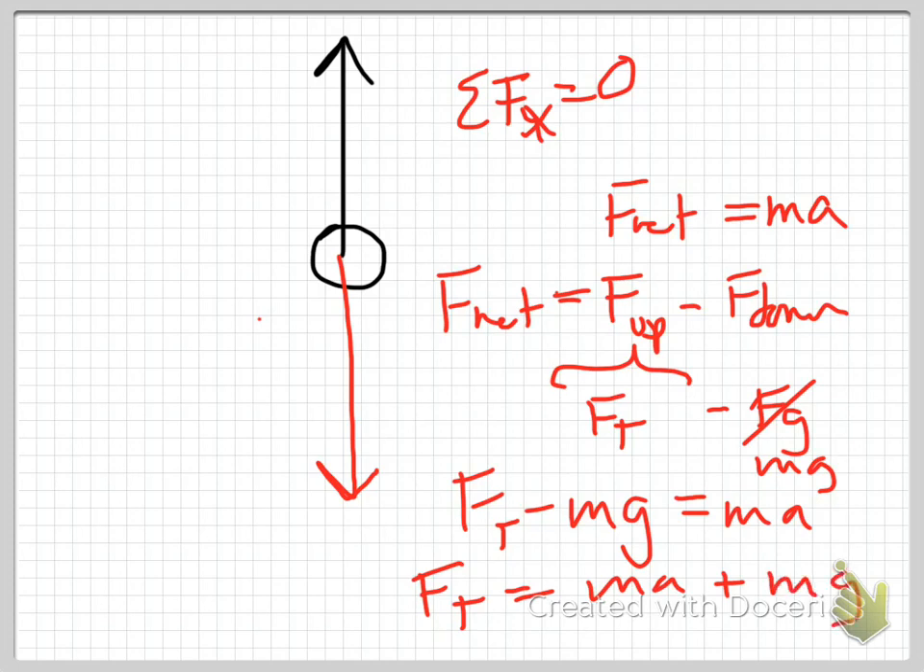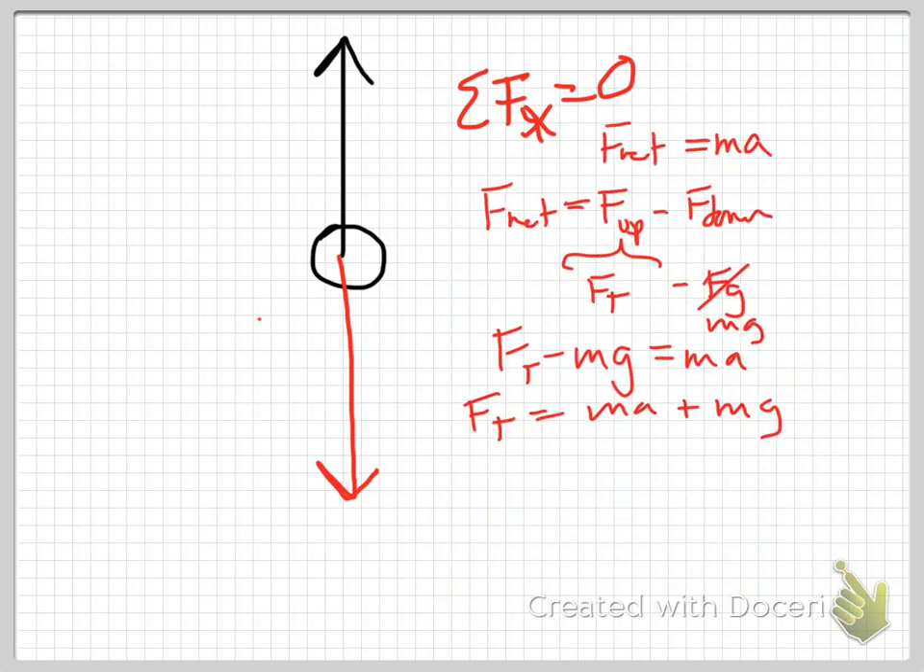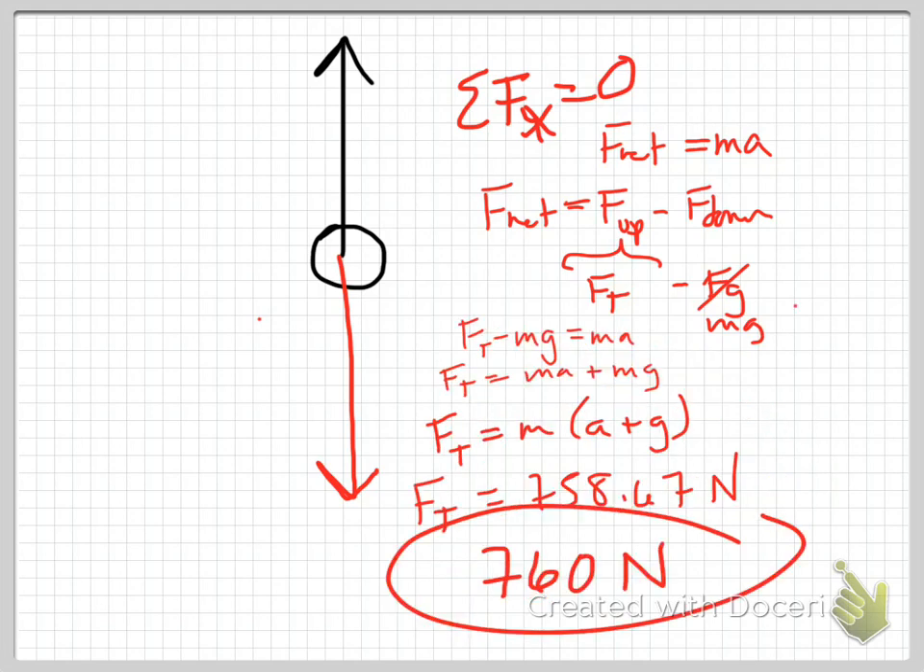We can factor out the mass. It makes for easier calculation. It's not essential here. It will be soon enough. So force of tension equals m times (a plus g). And I'll let you get the numbers yourself. So putting in the numbers, 760 newtons would be the force of tension on the cable.